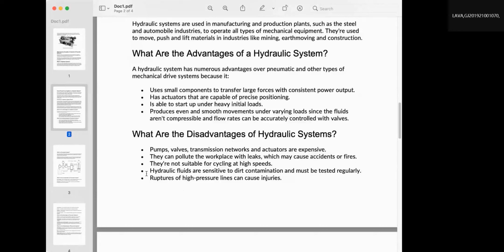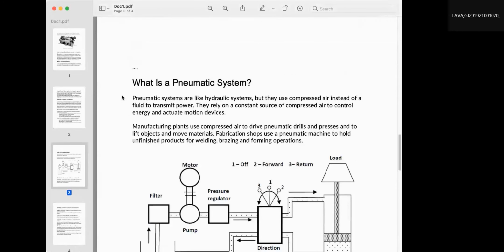Hydraulic fluids are sensitive to dirt and contamination, and must be tested regularly. Ruptures of high pressure lines can cause injuries. So right now I will talk about what a pneumatic system is. Pneumatic systems are like hydraulic systems, but they use compressed air instead of a fluid to transmit power. They rely on a constant source of compressed air to control energy and actuate motion devices.